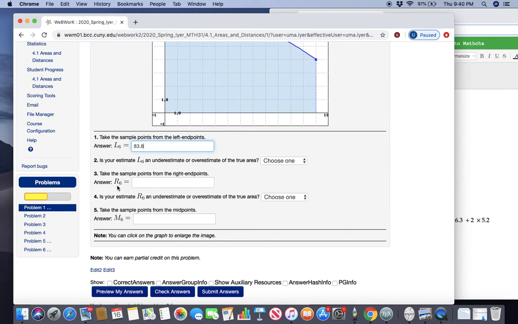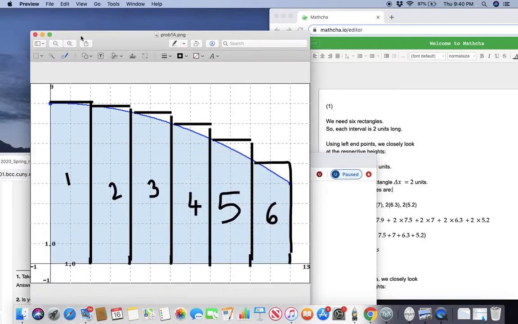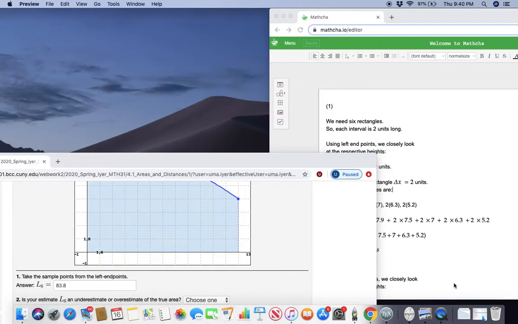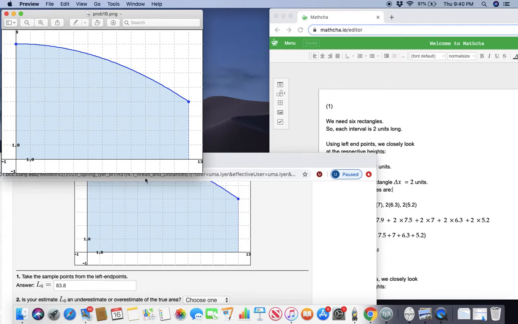Likewise, now suppose I want to take right endpoints. So instead of this, I would be using right endpoints. Okay, so let me look for another picture of the same story.